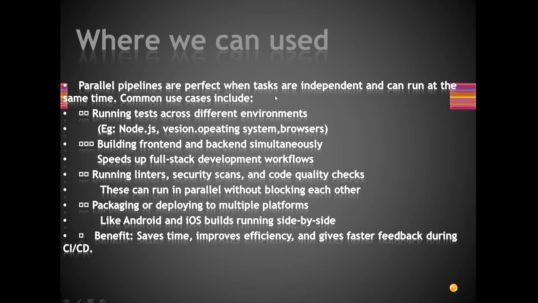Parallel pipelines are perfect when tasks are independent and can run at the same time. Common use cases include running tests across different environments. This is the example: Node.js version, operating system, browsers. Building front-end and back-end simultaneously, speeding up full stack development workflows, and running linters, security scans and code quality checks. These can run in parallel without blocking each other. Packaging or deploying to multiple platforms. Benefit: saving time, improving efficiency and giving faster feedback during CI/CD.